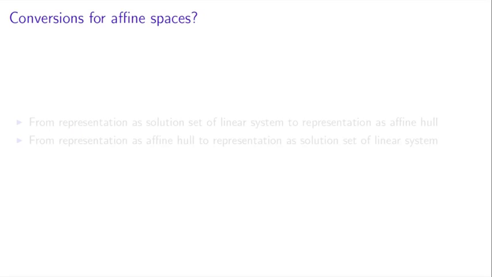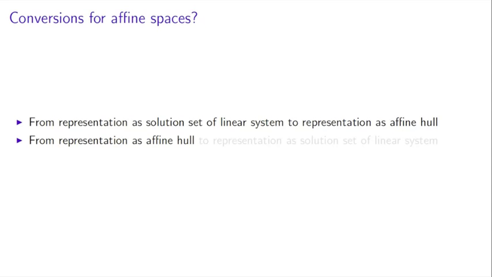The same questions can be asked more generally about affine spaces. How can we go from the representation of an affine space as the solution set of a linear system to its representation as the affine hull of some vectors, or from its representation as the affine hull of some vectors to its representation as the solution set of a linear system? If we can do conversions in the vector space case, the homogeneous case, we can do conversions in the affine space case, the inhomogeneous case. As we've seen before, we can translate inhomogeneous problems into homogeneous problems, solve them, and translate the solutions back.